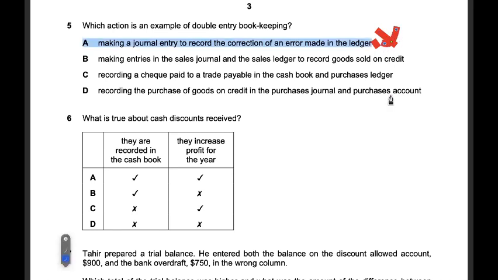Alright. Making entries in the sales journal and the sales ledger to record goods sold on credit. This is also not double entry exactly, because this does not record both effects. Recording a check paid to a trade payable in the cash book, of course the bank side, and purchase ledger. This sounds right because we're recording both sides.